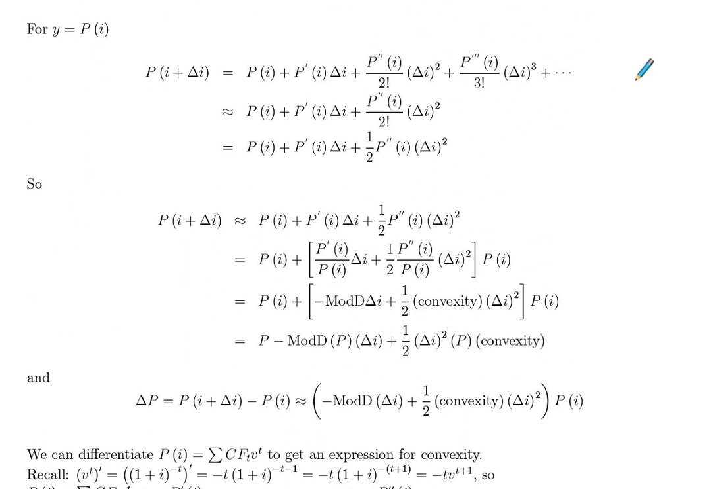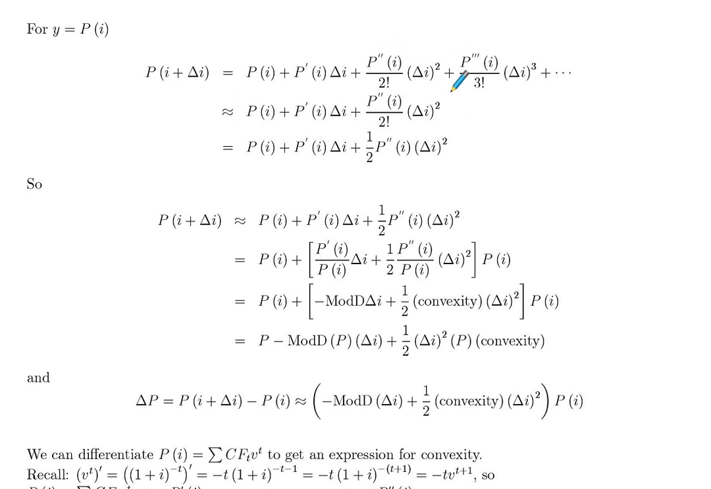Okay, so let's change this over to our pricing function. So instead of y equals f of x, this is going to be y equals p of I. Okay, so if we just make the substitutions for the variables, instead of x plus delta x, this is I plus delta I. That Taylor series looks like p of I plus p prime of I delta I, p double prime of I over 2 factorial delta I squared, etc. And then that'll be approximately equal to the second order approximation.